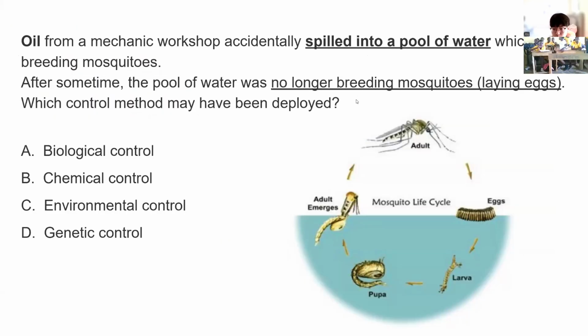Let's look at this question. The oil from the mechanic workshop accidentally spilled into a pool of water, which was breeding mosquitoes. After some time, the pool of water was no longer breeding mosquitoes. There were no mosquitoes laying eggs there anymore. Which control method may have been deployed, do you think?